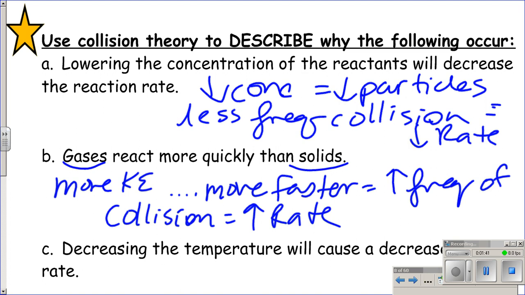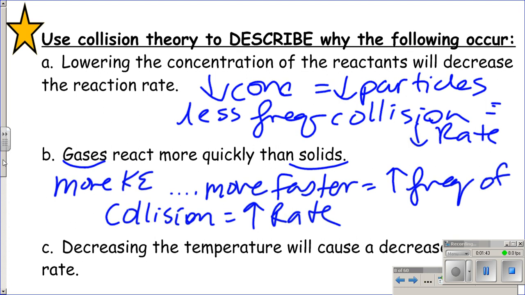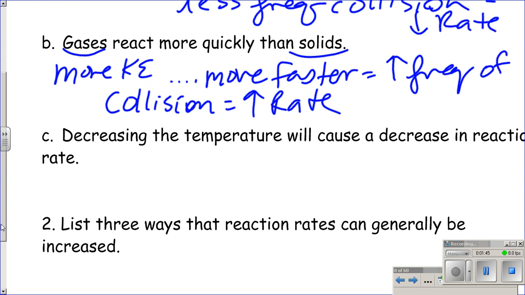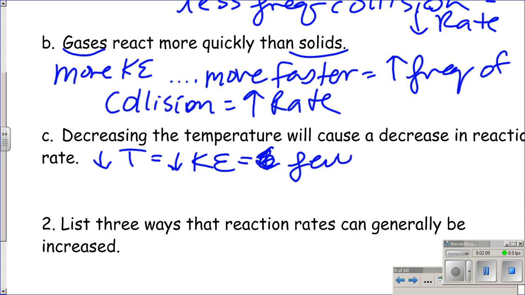Kinetic energy, like inherent kinetic energy, or kinetic energy in terms of temperature. Okay, so gases are moving faster, they have more inherent kinetic energy. Why would a decrease in the temperature cause a decrease in reaction rate? There are two things you should say about this one. Particles are moving slower, so there's less... Okay, so less temperature, less kinetic energy equals fewer collisions, and fewer collisions will decrease the reaction rate.